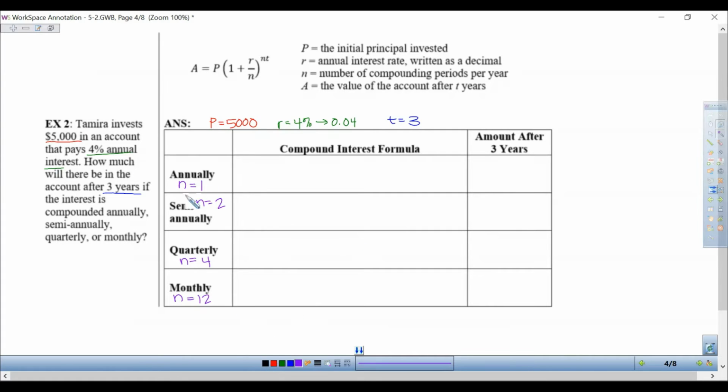So we're going to plug each of these pieces into this equation. So our amount in the account is equal to the principal, so 5,000 times 1 plus the rate over N raised to the N times T power. So our rate is 0.04.